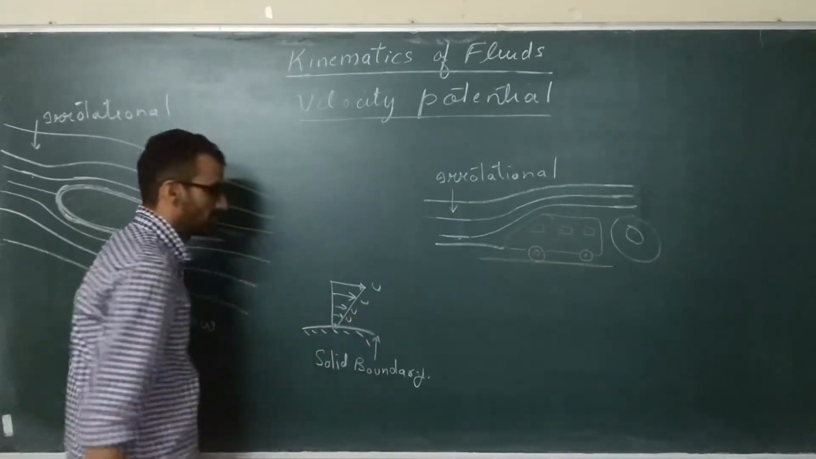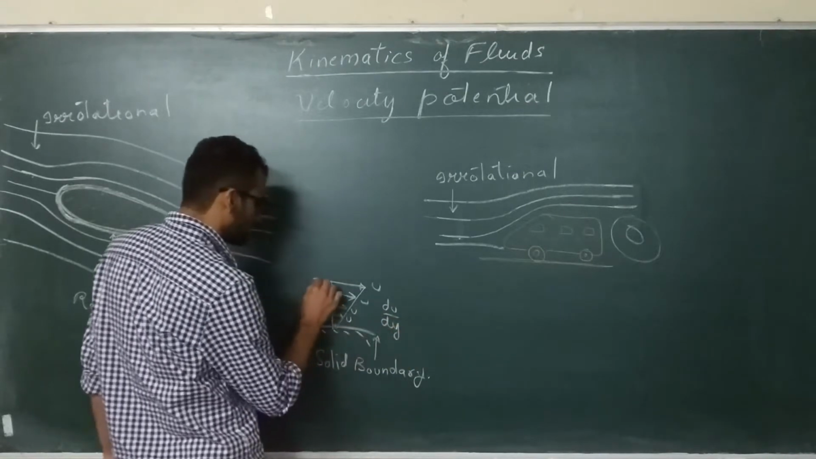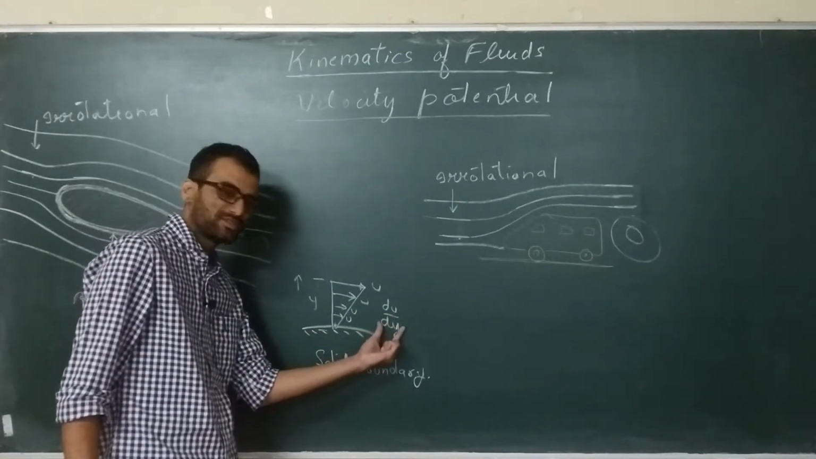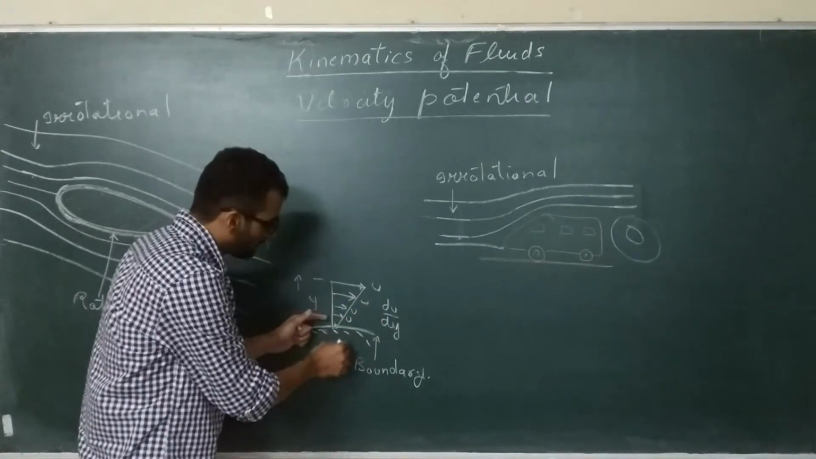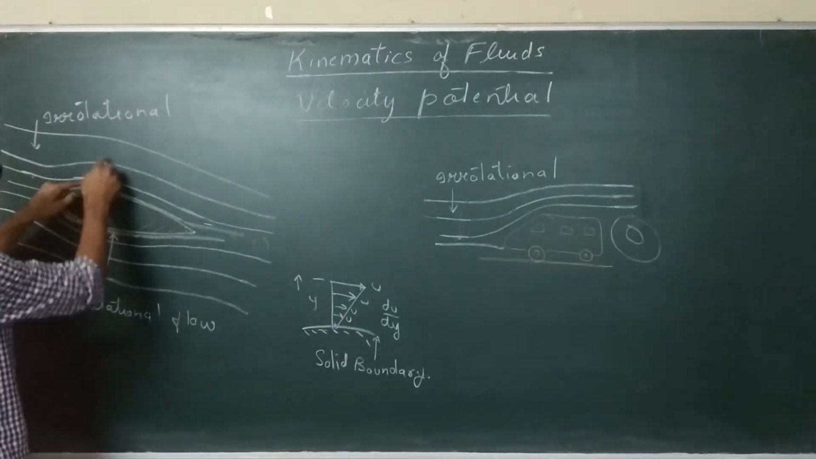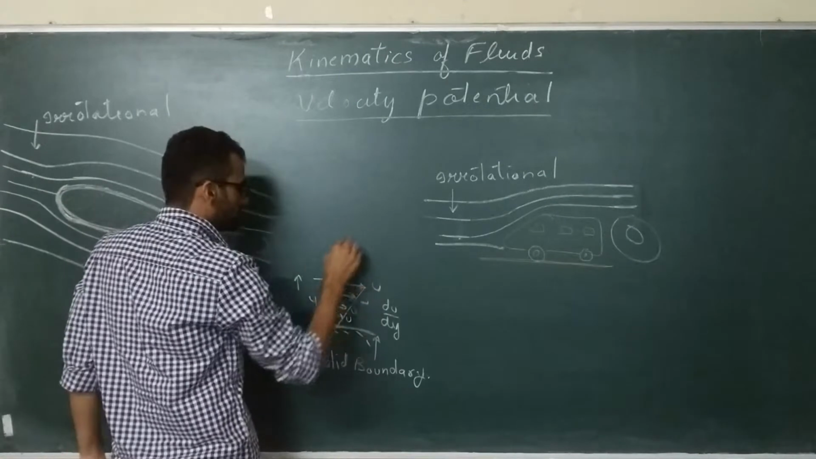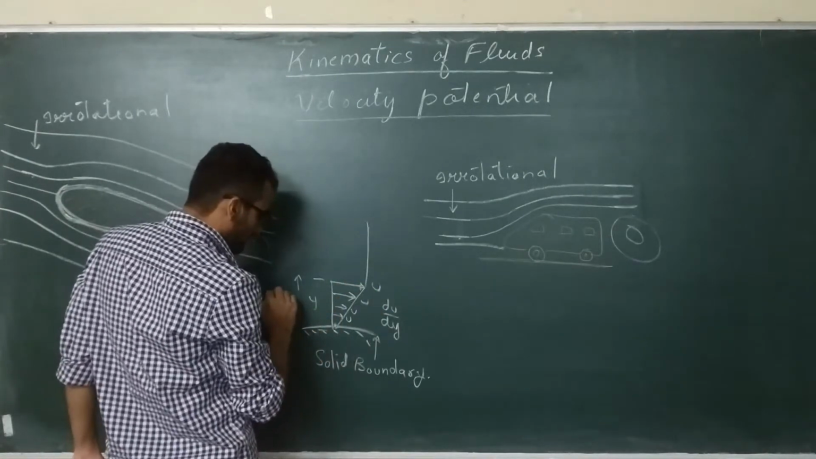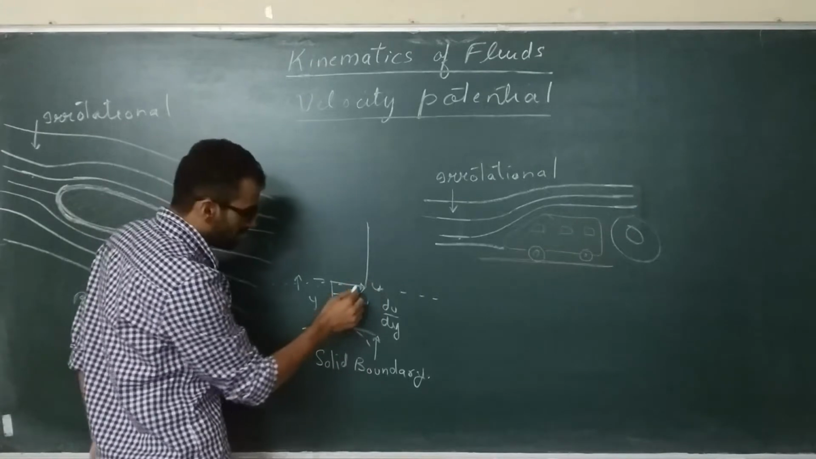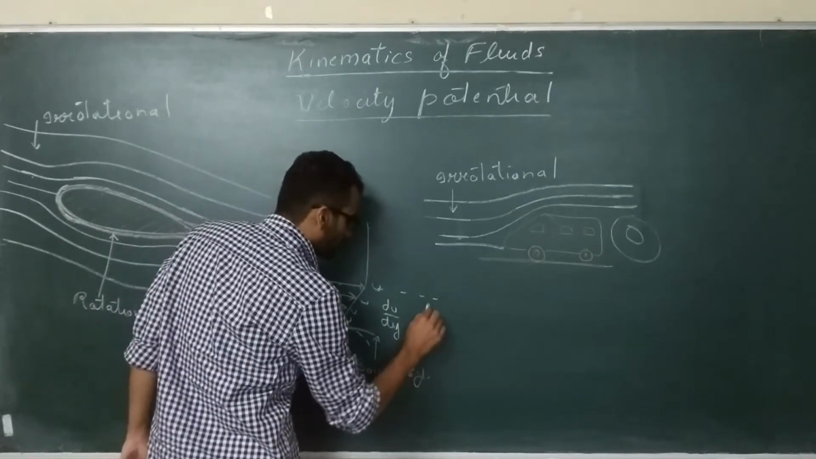So near the boundary you are getting a gradient, this is dy, this is y. You are getting a gradient of the u velocity along the y direction, which is very high, because in a small distance the velocity reaches the free stream velocity. This main velocity of the flow is called the free stream velocity. Above this small layer there is another layer. I have drawn the profile linear for simplification only, but it may be of a different shape. Basically, this small zone near the boundary is called the boundary layer.